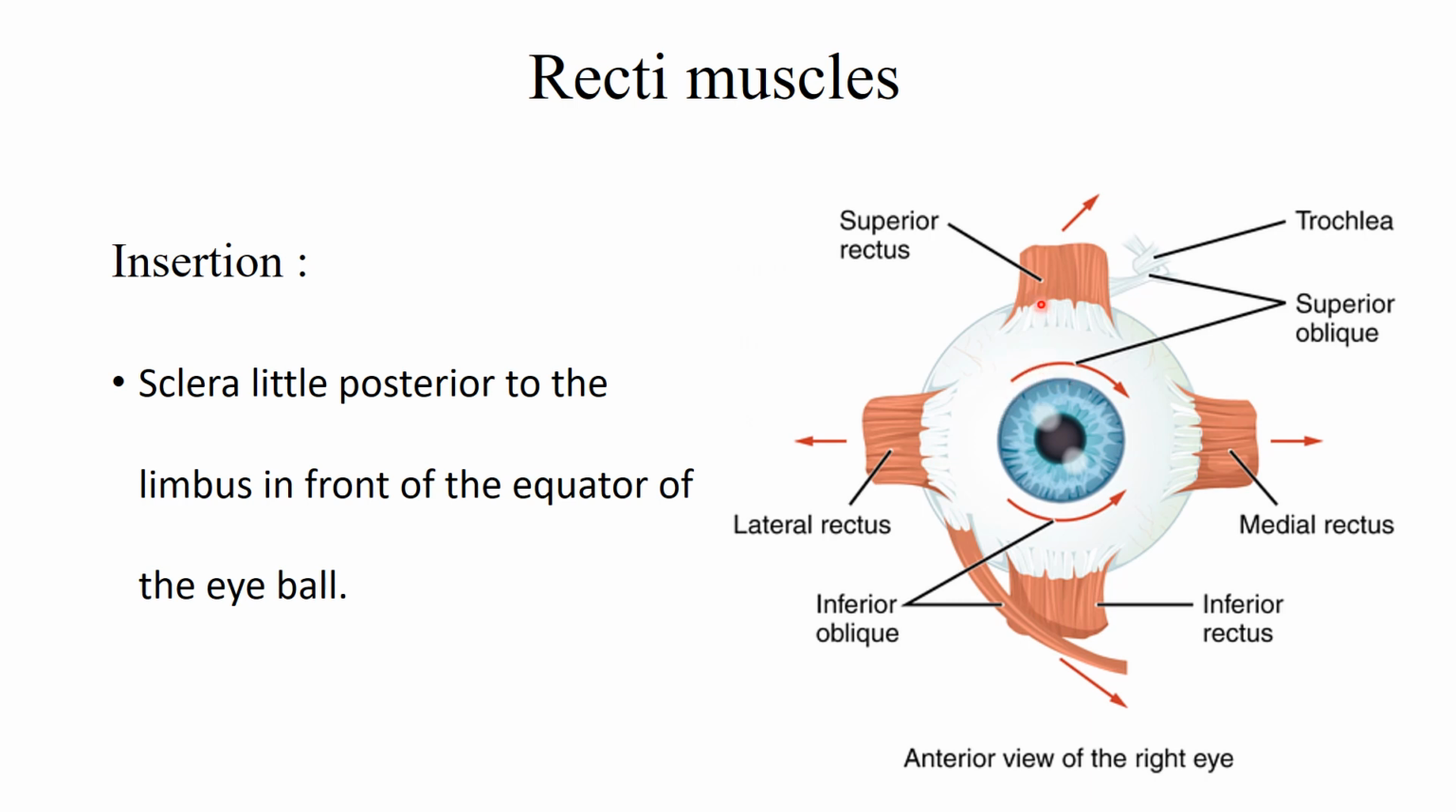So just posterior to the limbus, in front of the equator, the recti muscles get their insertion. So the limbus is nothing but the sclerocorneal junction.